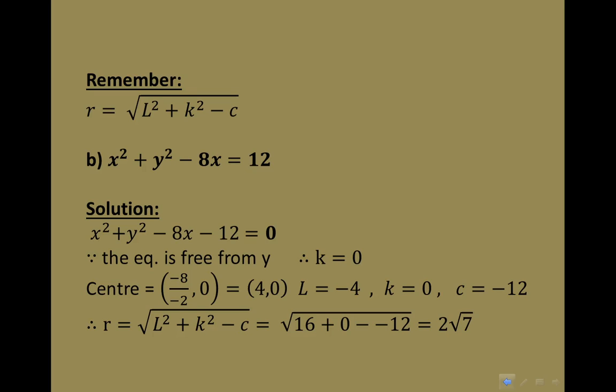Here L equals negative 4, k equals 0, and c equals negative 12. Then R equals the square root of L squared plus k squared minus c, equals the square root of 16 plus 0 minus 12, equals 2 root 7 length unit.